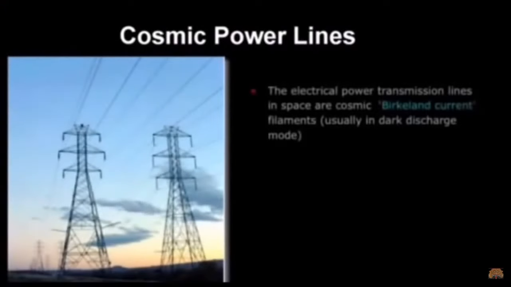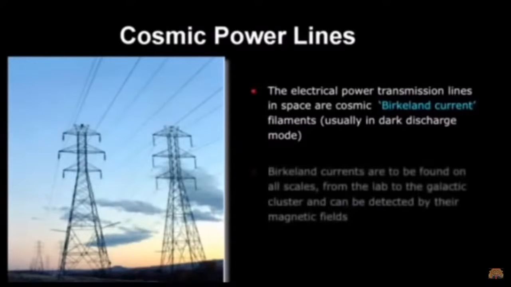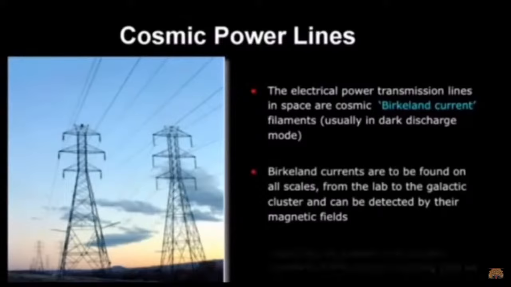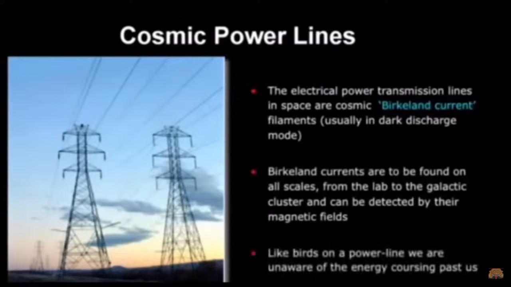So in deep space, we have cosmic power lines. The electrical power transmission lines in space are usually in dark discharge mode. In other words, they can't be seen. However, they can be traced by radio astronomers. That's why I say radio astronomy is extremely important. Birkeland currents are to be found on all scales, from the lab to the galactic cluster, and can be detected by their magnetic fields. So like birds on a power line, we are unaware of the energy coursing past us so far.